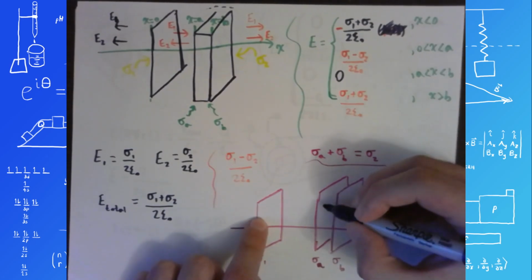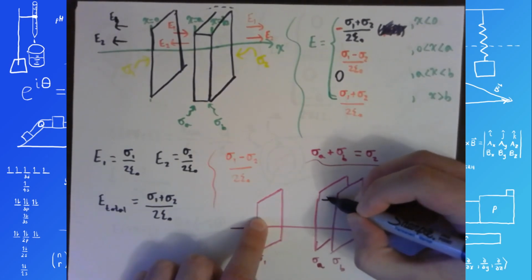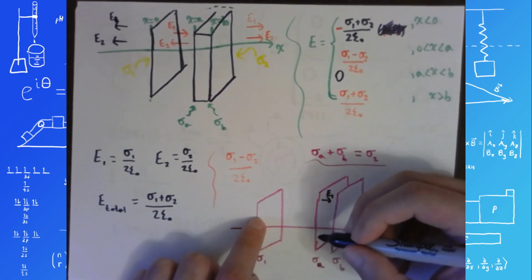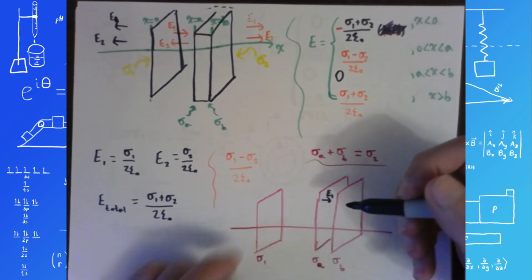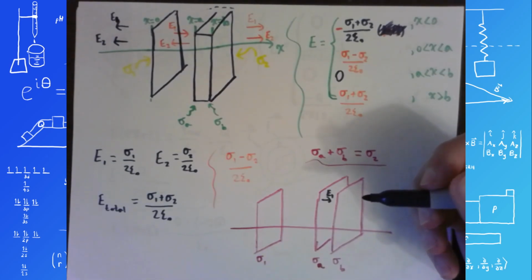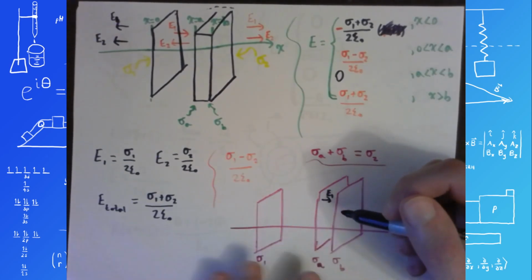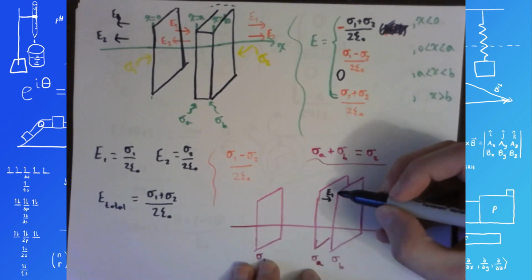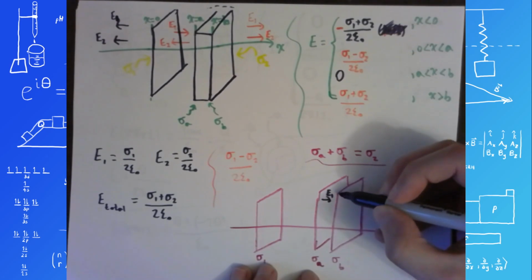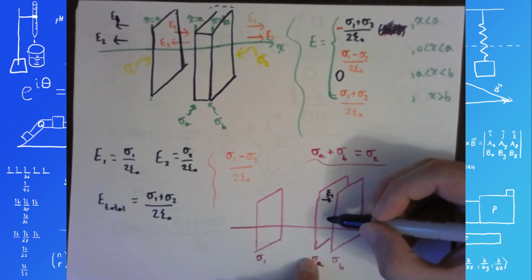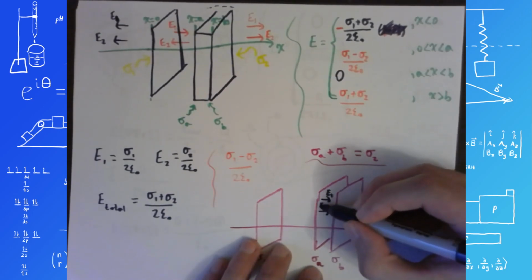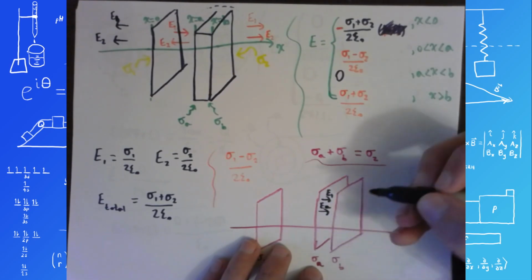So from this sheet, I'm going to have E1 pointing to the right. I'm assuming positive sigma values here, which might not even be true, but treating them as if they're positive for a minute, I'm going to have E1 points to the right, and since we're to the right of sheet A, EA would also be to the right.